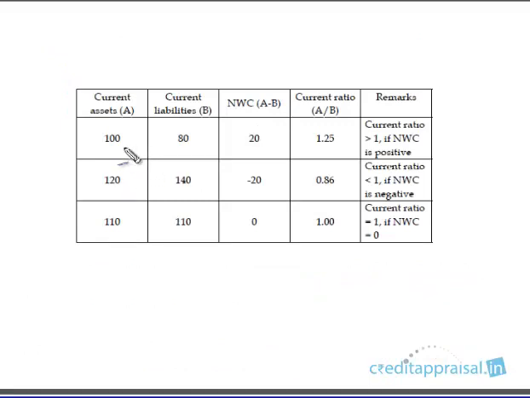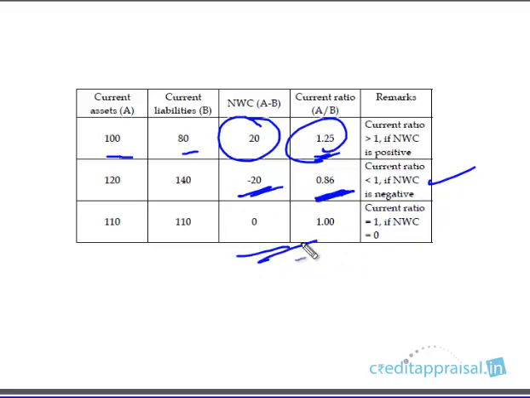So we can take an example here. In the first example, say current assets are 100, liabilities are 80. So NWC is 100 minus 80, 20. If you calculate the ratio, it is 100 by 80, 1.25. So here you can see current ratio is greater than 1, and that's why NWC is positive. In the second example, current ratio is less than 1, which means NWC is negative, right? In the third case, current ratio is 1, NWC is 0, right? You can verify this.